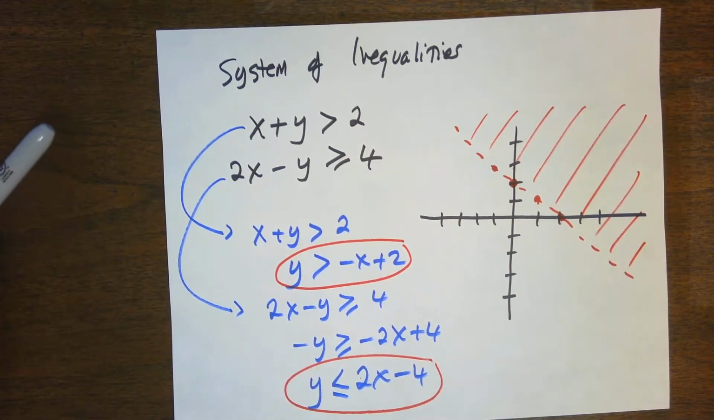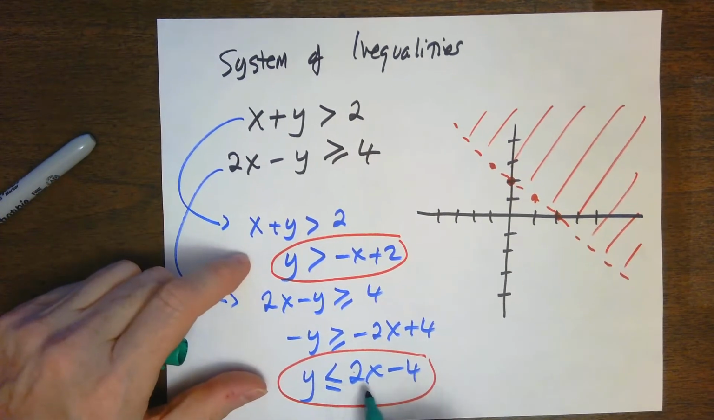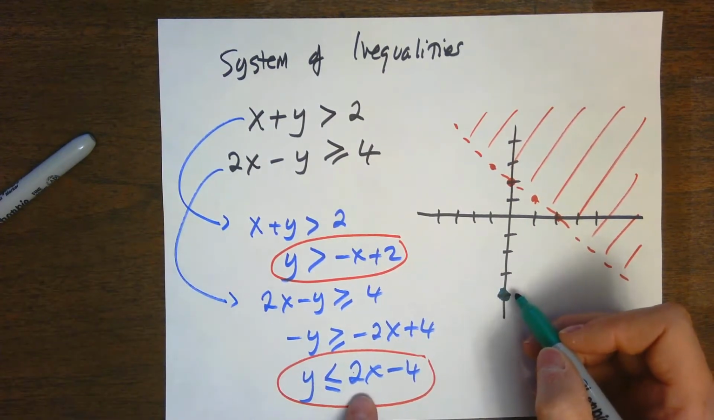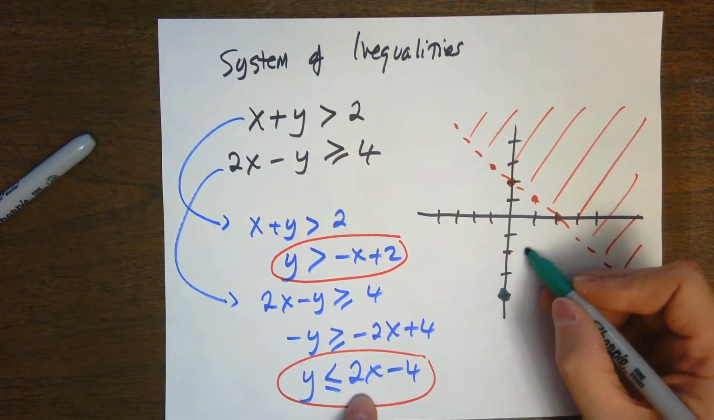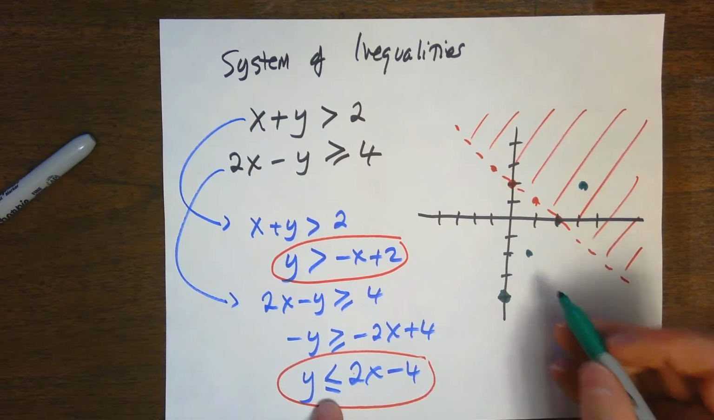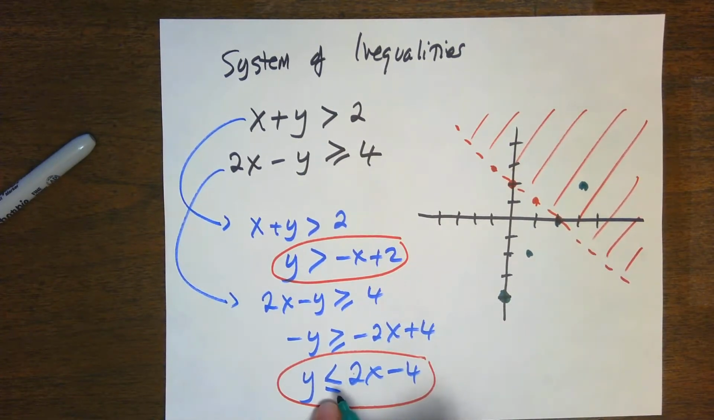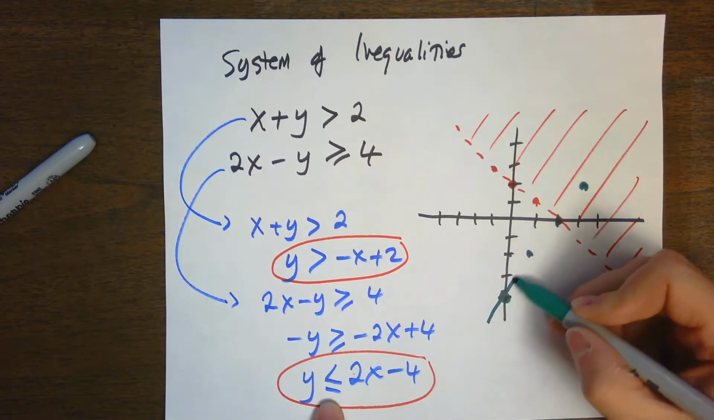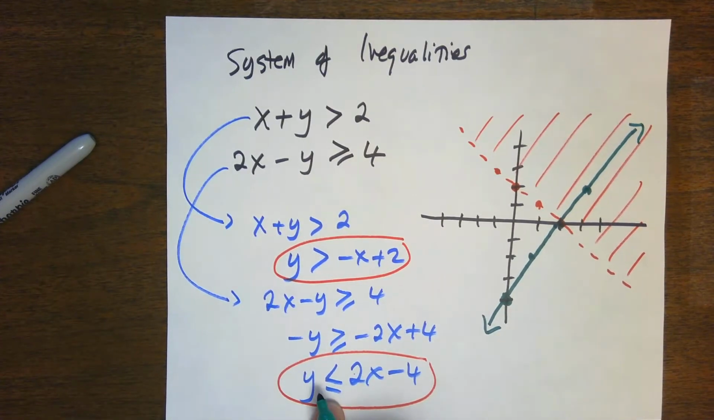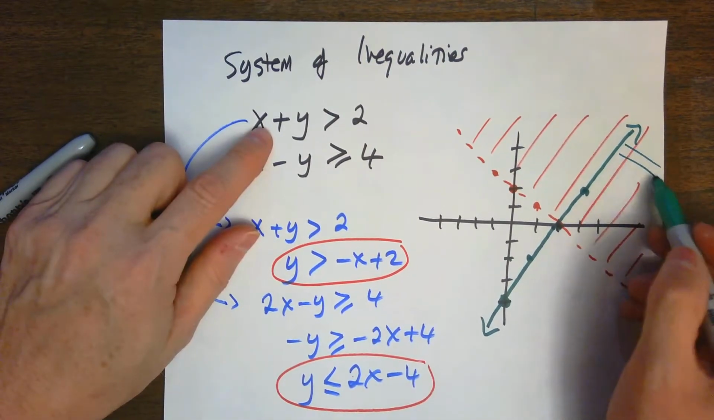The other line is, let's see, do I have a nice different color here? Let me see if I can use green on this one. Y is less than or equal to the line 2x minus 4. Negative 4 is the y-intercept. 1, 2, 3, 4. There it is. The slope is 2. Rise 2, run 1. There's my line. Solid or dotted line? Less than or equal to, solid line. And shade above or below? I want y's less than that, shade below.